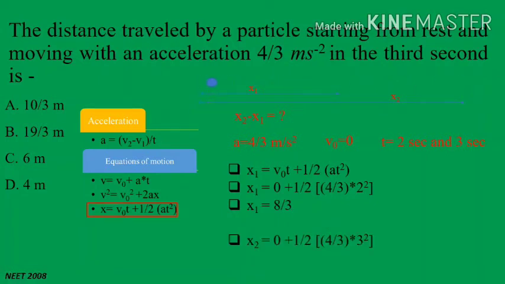Similarly, if you use the equation for calculating x2, you will use time equal to 3 seconds and x2 will be equal to 0 plus half of 4 by 3 into 3 square. And if you solve this equation, you will get x2 equal to 6 and x2 minus x1 will be equal to 10 by 3. So option A is correct.